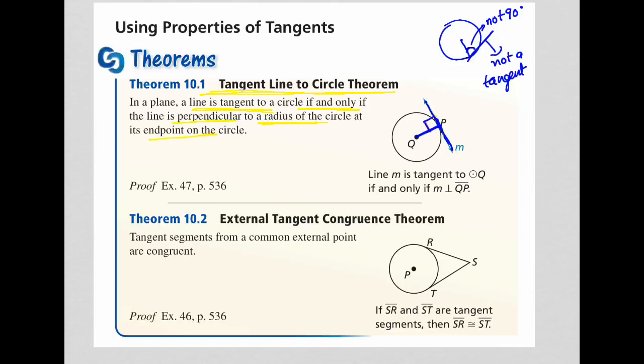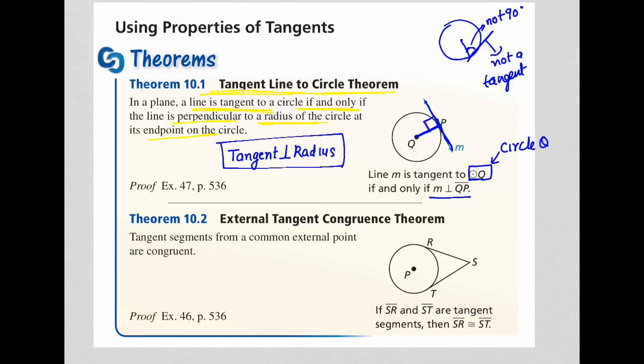If M is tangent to circle Q, this is the way they write the name of a circle, by its center. So if the center is Q, we read it as circle Q. All right, if and only if M is perpendicular to QP, the tangent has to be perpendicular to QP. So we can say that a tangent is perpendicular to the radius. By looking at the figure, if it is a tangent, then it's going to be perpendicular to the radius, and perpendicular means it makes a 90-degree angle.